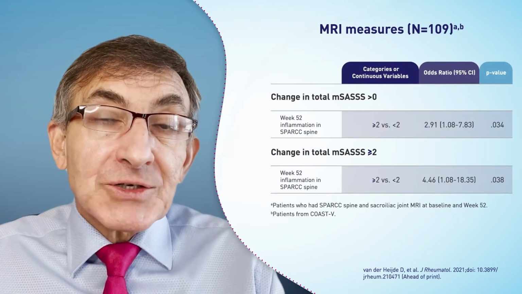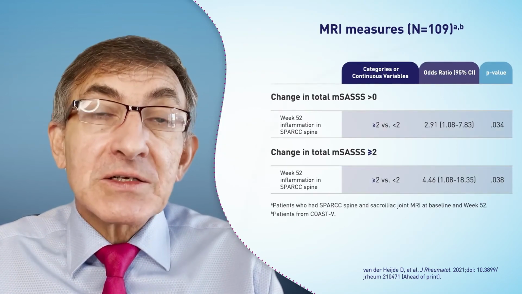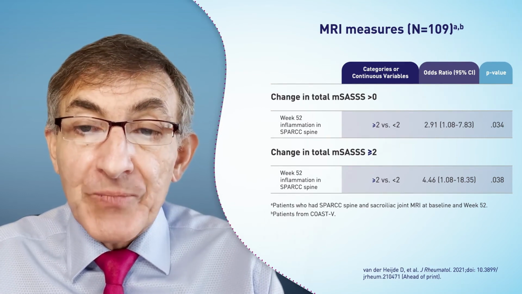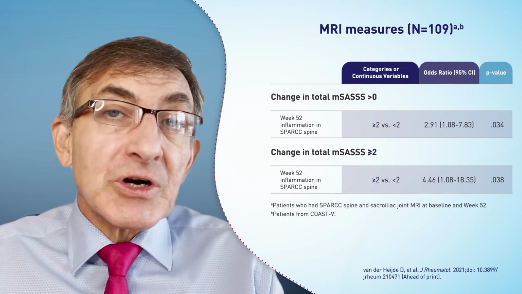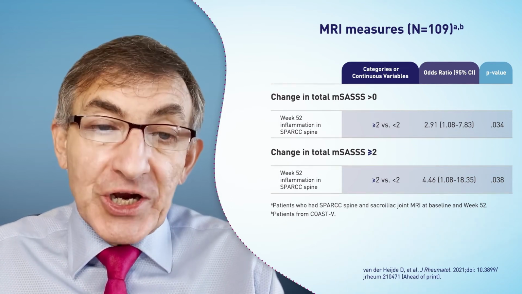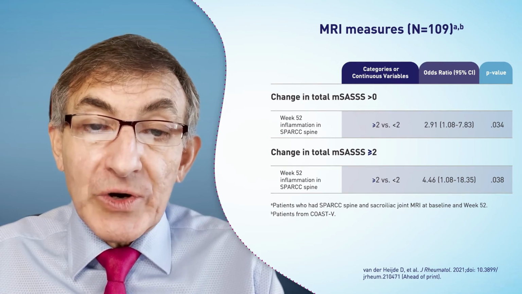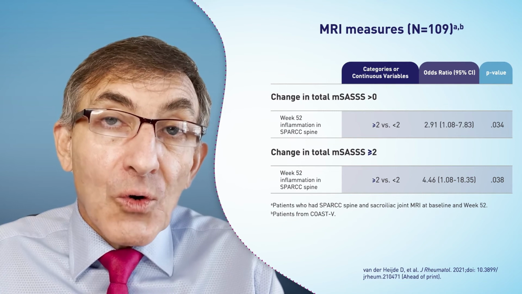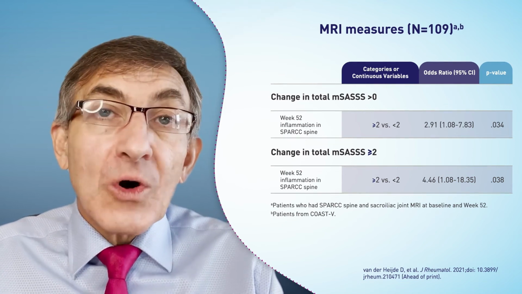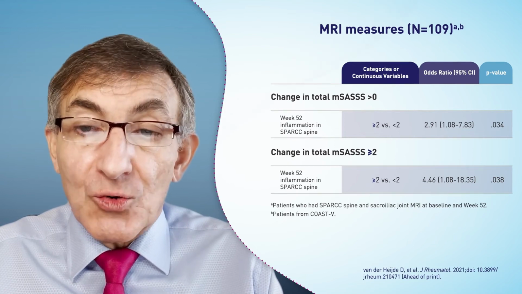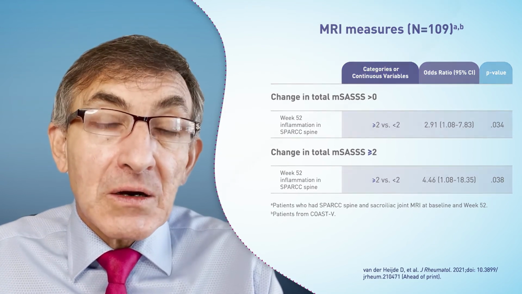Where MRI measures were available at baseline and week 52 for the COAST-V population, the predictor of structural progression at year 2, defined as a change in total mSASSS of greater than 0 and greater than or equal to 2, was week 52 inflammation in SPARCC spine score greater than or equal to 2.